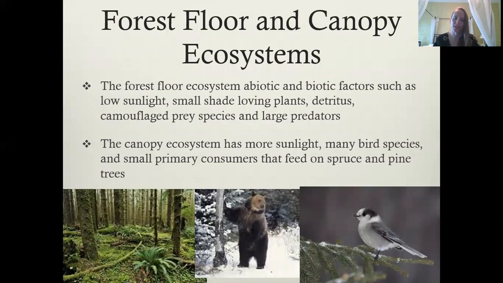The forest floor ecosystem is going to have abiotic and biotic factors like low sunlight, because the canopy is shading the ground. So it's going to have lots of small shade-loving plants. There's going to be a lot of detritus, which is like dead leaves and pine needles, and stuff like that. You're going to have larger predators down there. You're going to have prey species that are really well camouflaged.